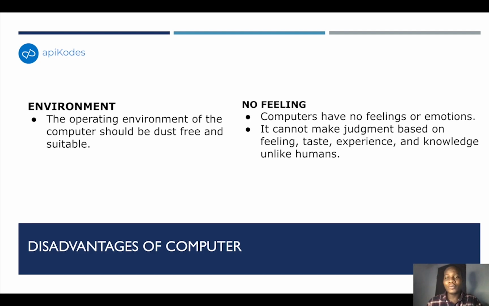So computers have no feeling or emotion, and they cannot make judgment based on taste, experience, knowledge, unlike humans. A human being might make reference to something that happened a few years back and say, okay, I'm going to give an exception to this judgment. But a computer will just go straight, oh, this is this, this is this, this is this, and that's how it's going to be. So that's one of the disadvantages of a computer.